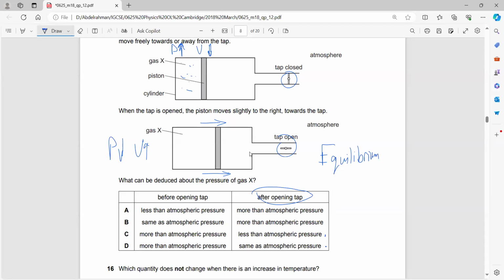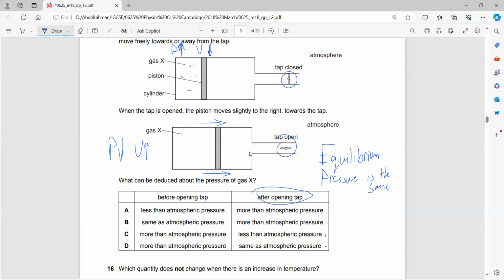What do I mean by equilibrium? Can the pressure be different now, or does the pressure have to be the same? The pressure has to be the same. Yes, the pressure is the same in a state of equilibrium.